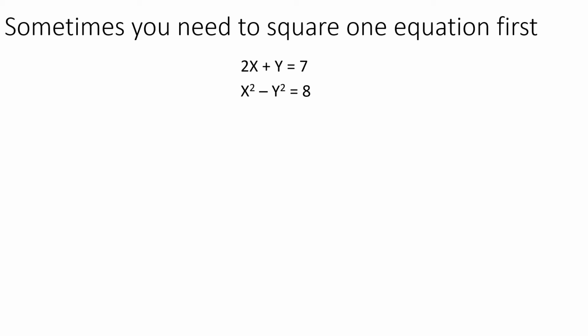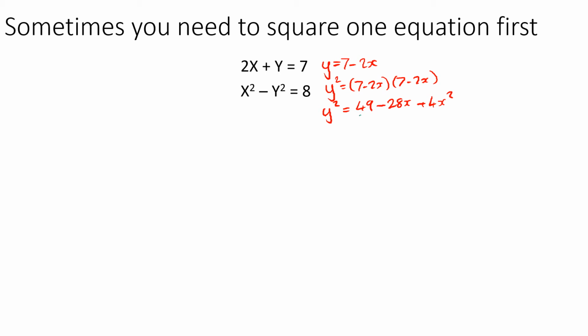First thing I want to do is rearrange this top equation to y equals 7 minus 2x. I'm going to be substituting something in for this y squared down here. So to do that, I need to multiply 7 minus 2x by 7 minus 2x. I'm not going to write down the full expansion here, but you should end up with, once you've collected and simplified your terms, 49 minus 28x plus 4x squared.